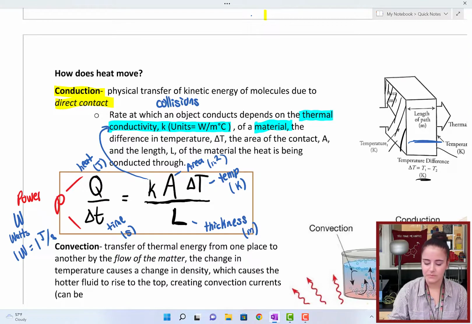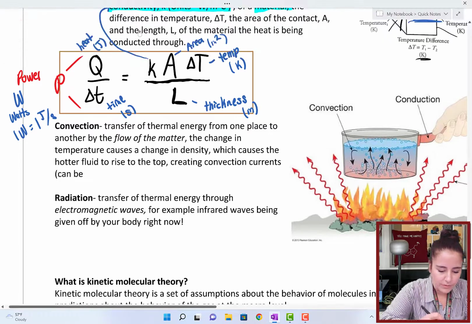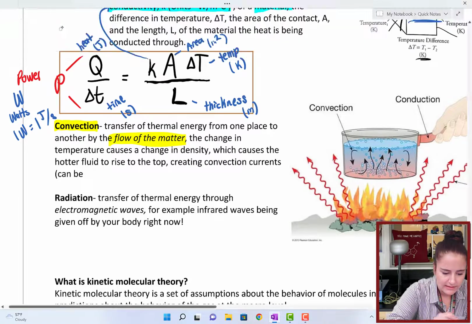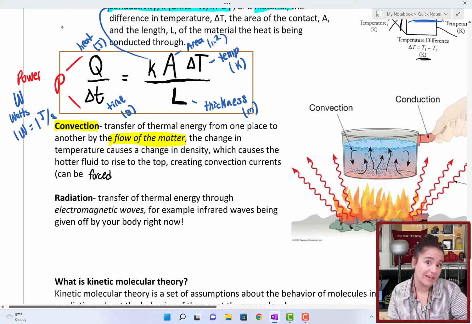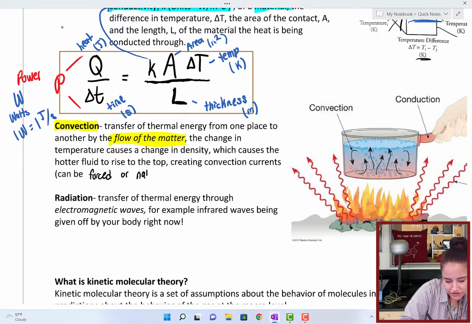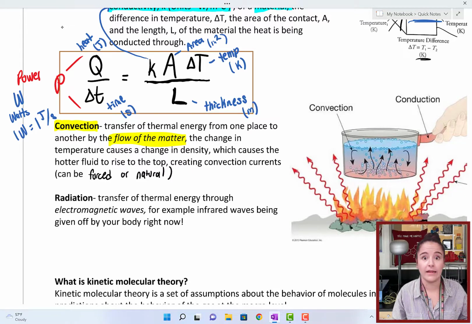Okay, cool. So the other two ways that heat energy can be transferred is through convection. It is a transfer by the flow of matter. This can be forced, like in a convection oven, like your air fryer, or it can be natural, like in weather or currents in the ocean.